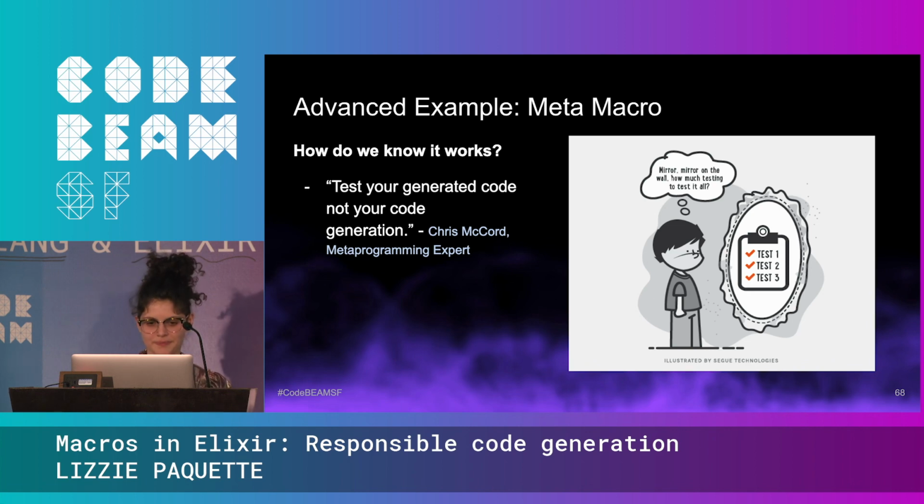So testing. How do we know if any of this works? Chris McCord, metaprogramming expert, wrote a book. He says, test your generated code, not your code generation. That's a sentiment I really agree with. So what I did is I wrote a bunch of different types of data schemas and a bunch of different struct definitions and tested all edge cases. It means you don't have to do weird AST validations in your tests. You're just checking, in the end, does this work and does this do what I want it to do?